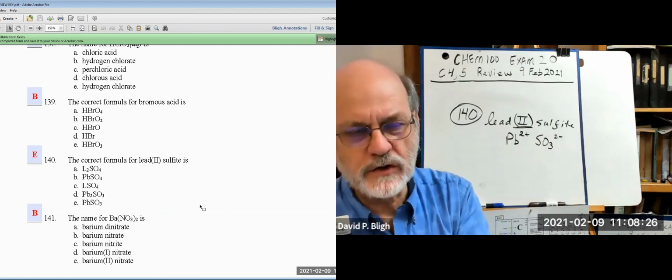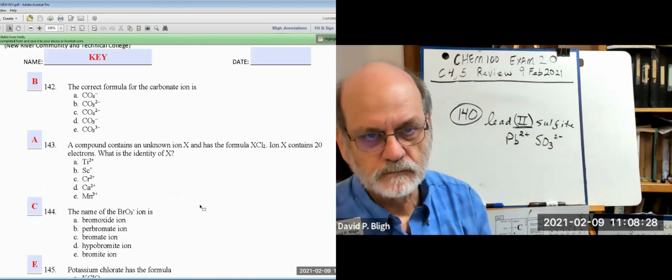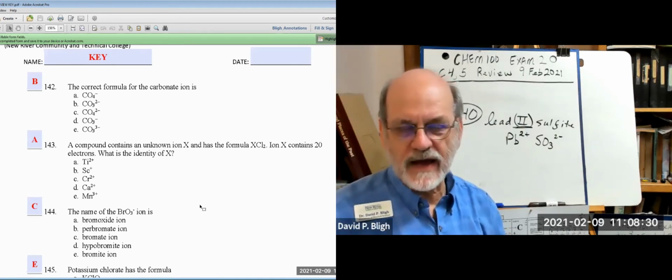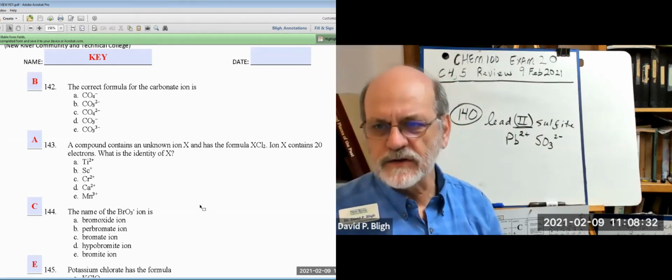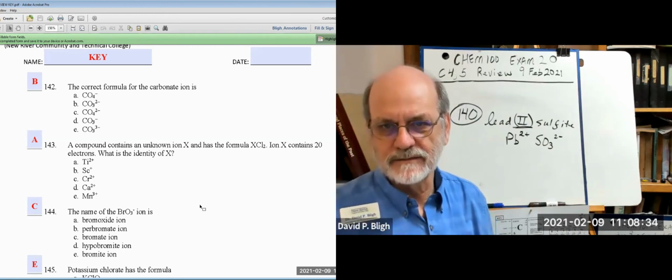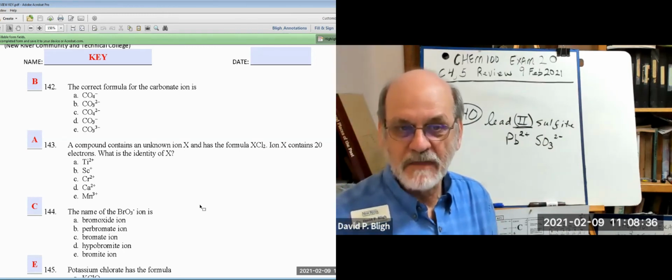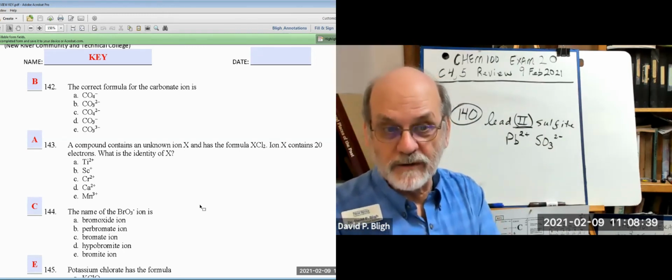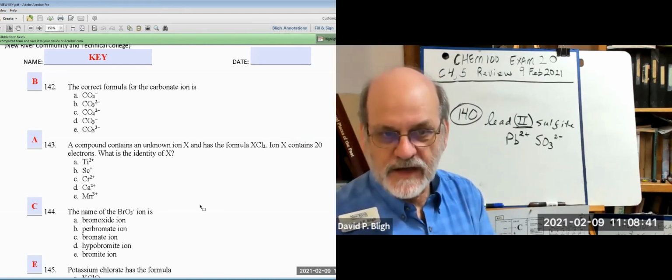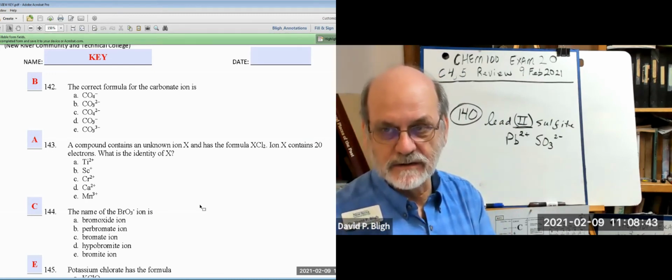About 142. The correct formula for the carbonate ion. Well, I gave it to you in a previous problem, didn't we? Previous problem said carbonate ion, and then it gives you the formula. Right? CO3, 2-, which is B.